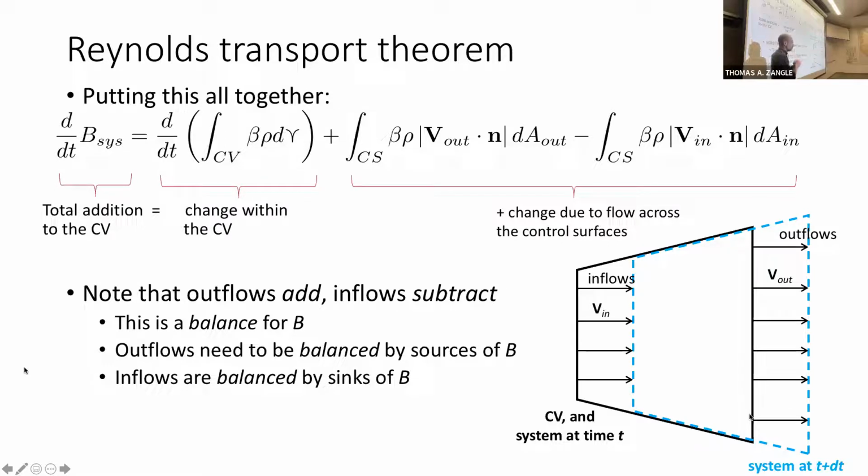That's correct. It can be seen as just like an energy balance where there's generation. Yeah, so if we let B equal E for energy, then this is an energy balance. If we let B equal mass, then this is a mass balance. But yes, you can think of this as an energy balance as well. And we will do exactly that. Other questions?